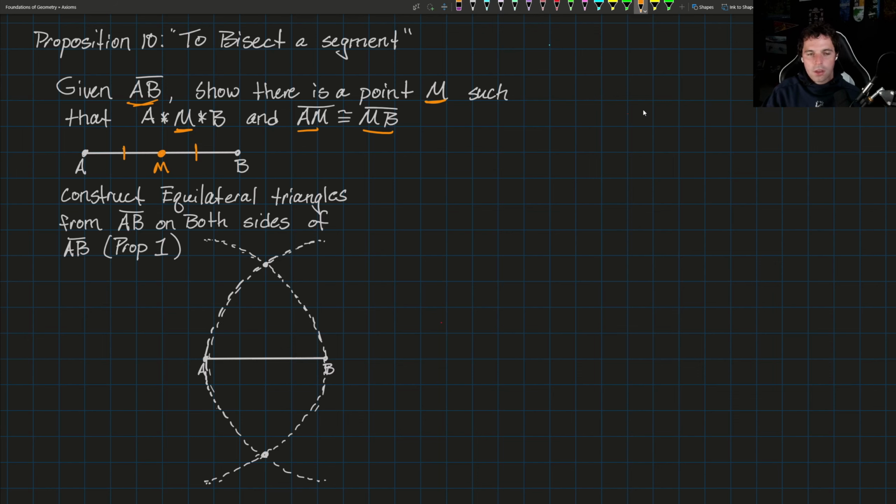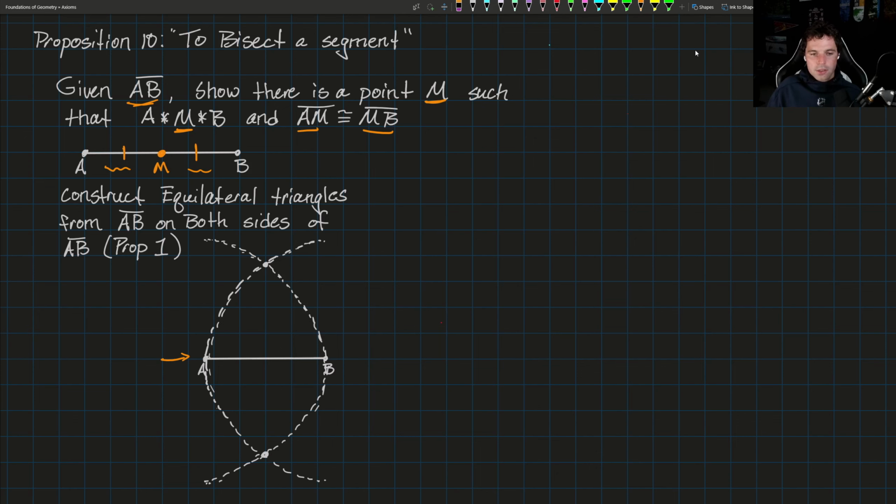That's our goal. And to do that, given this segment AB, we're going to construct two equilateral triangles. We're going to do this because it is going to allow us to prove that different triangles from the resulting equilateral triangles are congruent. And then we can use SAS to prove that these two segments are congruent. Okay, so what we need to do is construct those triangles.